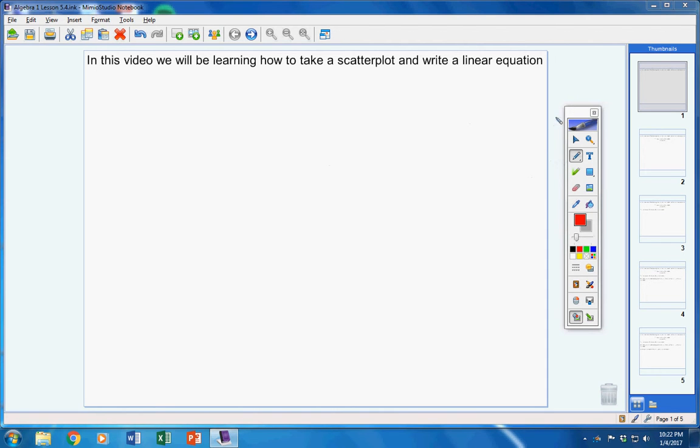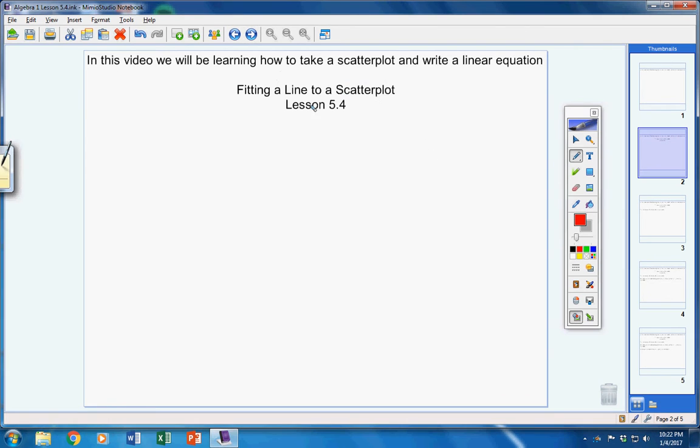Okay, Algebra 1 students, in this video today we're going to be learning how to take a scatter plot and write a linear equation, okay? So with that in mind, please copy down your heading for today. We are going to fit a line to a scatter plot. Fitting a line to a scatter plot, please copy that in your notes.